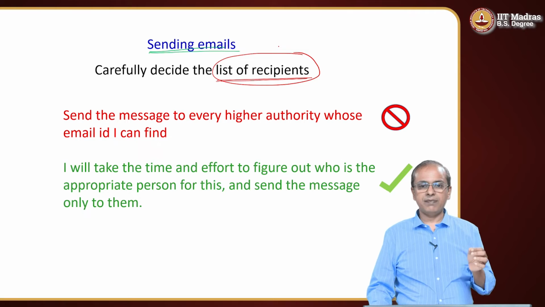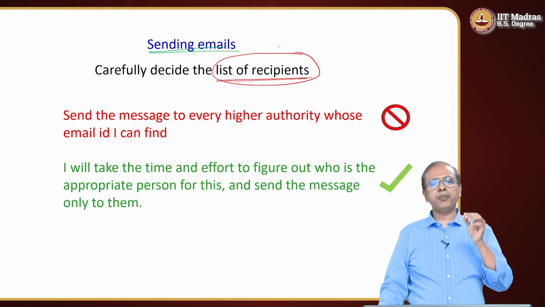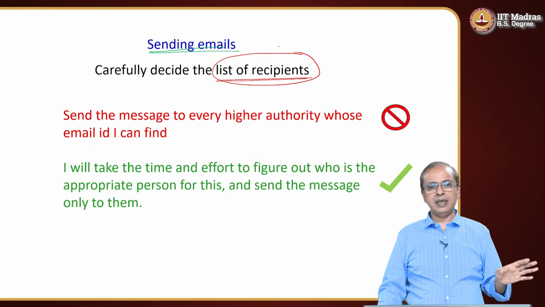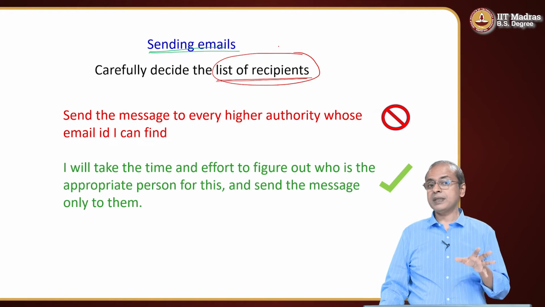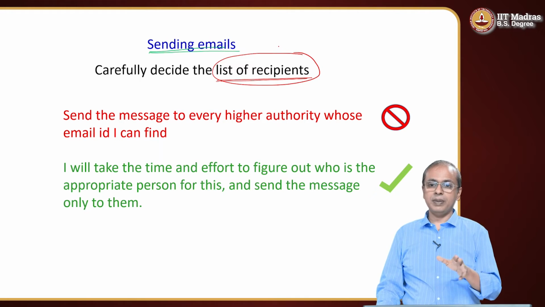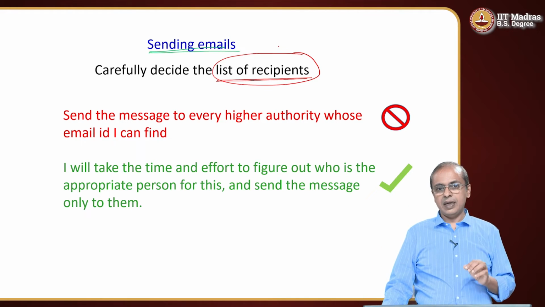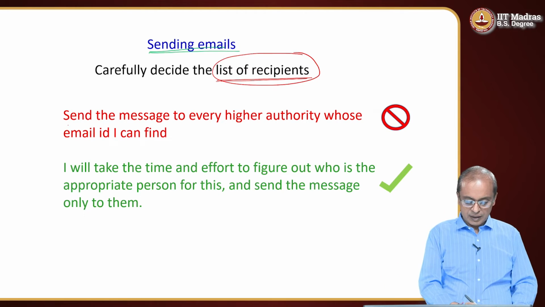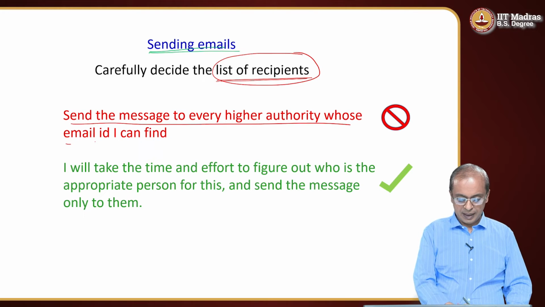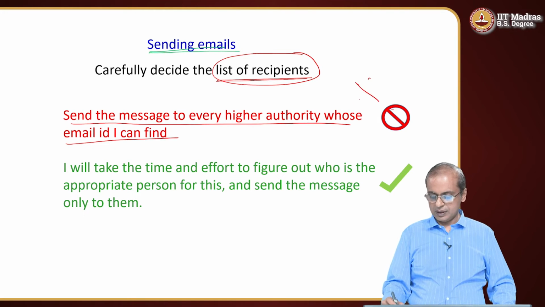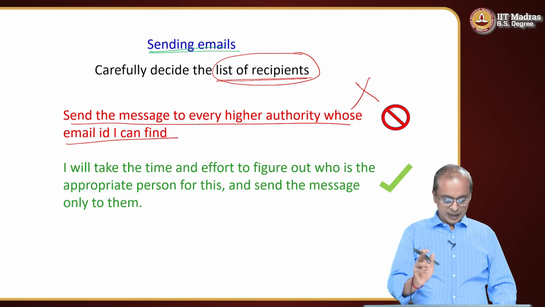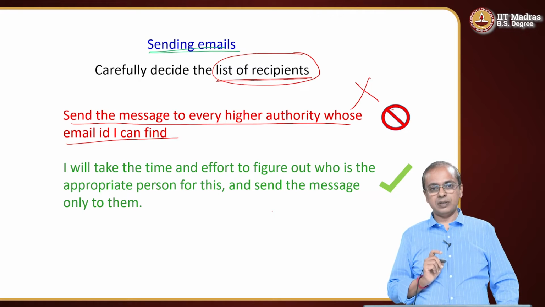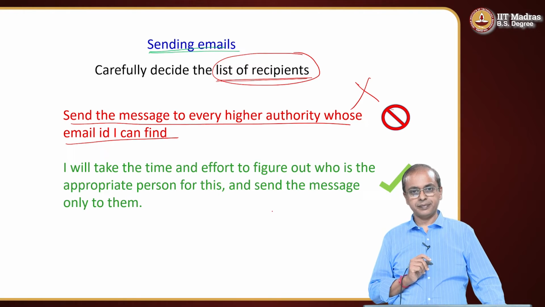That is a very inappropriate way of doing it, and it conveys that you have very poor judgment. Immediately they will know that this person has very poor judgment, and from then on you are stuck with that. So, the impression you make sticks with you. So, you have to be very careful that just because you had access to the email ID, you did not put it into the message. Okay. So, sending a message to every higher authority whose email ID I can find, this is totally wrong. This is definitely what you should not do. On the other hand, I will take the time and effort to figure out who is the appropriate person for this and send the message only to them.